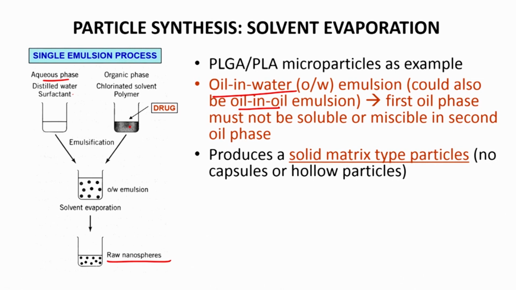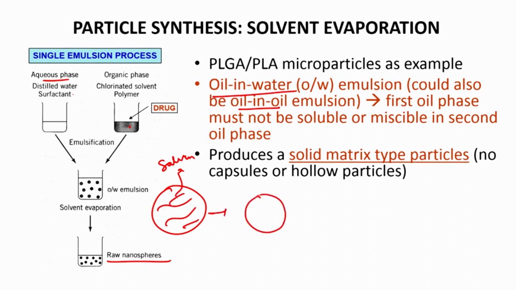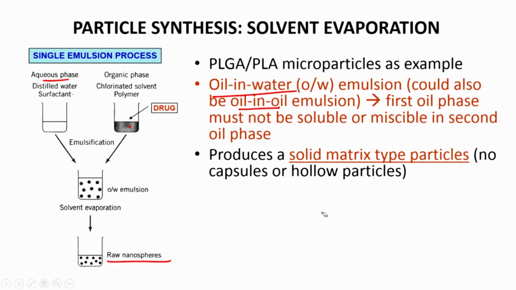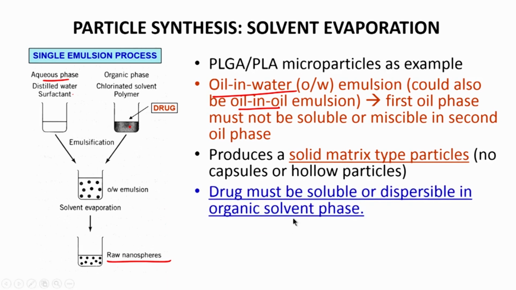So, as I said, if I zoom into these small droplets that are evaporating solvent, what you essentially have is these polymer chains coming closer and closer as the size decreases, and then eventually there is no solvent, all you have is polymer chains, and so these will represent a solid matrix, right. There is no capsule or hollow particles here, these are all solid matrix. So this process will result in a matrix type particle, not a hollow or a capsule. The drug must be soluble and dispersible in the organic solvent phase. That is why I said it is used for hydrophobic drugs. If the drug is not soluble here, then it can't really go in. Only if the drug is soluble here, it will also be present in these droplets.